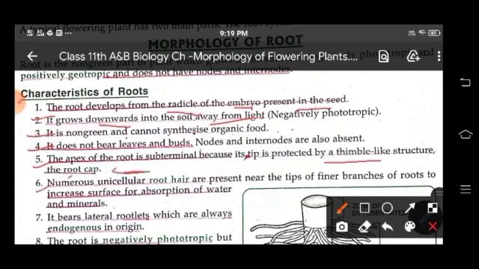Numerous unicellular root hairs are present near the tips of finer branches of the roots to increase the surface for absorption of water and minerals.